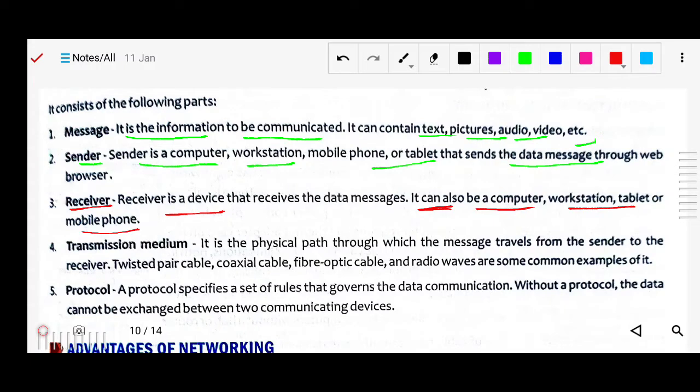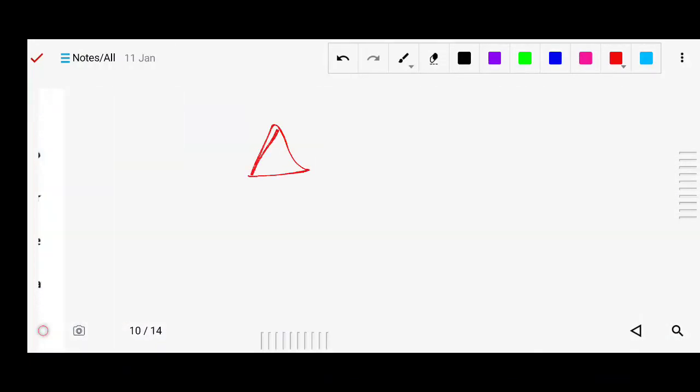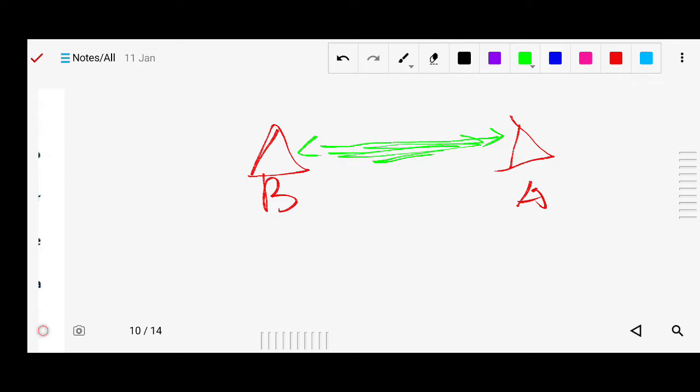Got it? Transmission medium, as I told you, is what the data will go through, meaning the data will pass. It is a physical path through which the message travels from sender to receiver. That can be twisted pair cable, coaxial cable, fiber cable or radio waves. As I told you, if two computers, computer A and computer B, are there, these two will be connected by some medium, either Wi-Fi, Bluetooth, or a cable. A physical medium is required to connect these two computers.